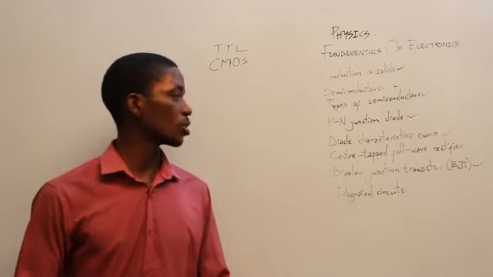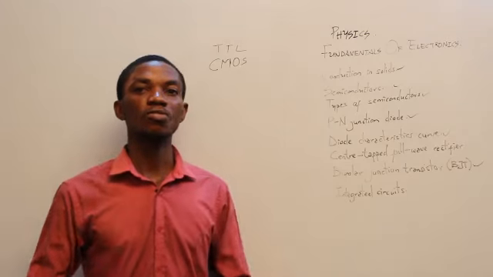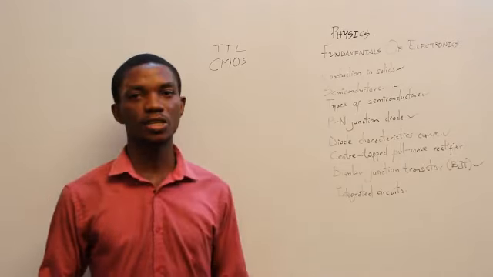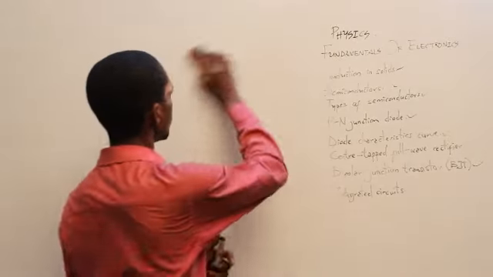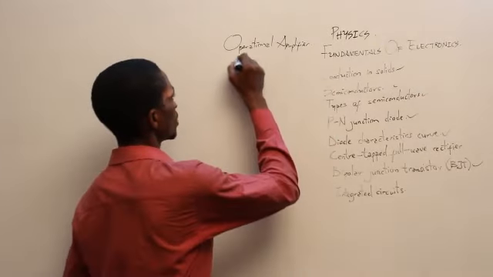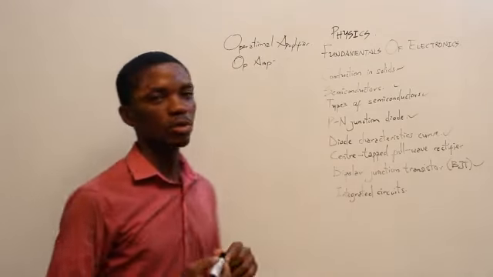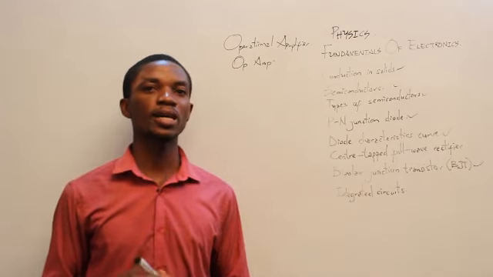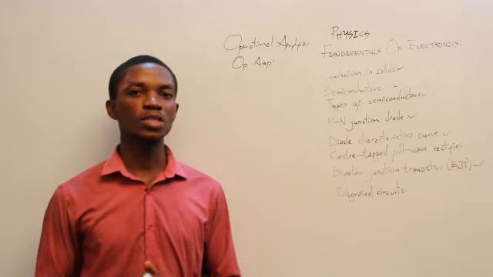Let's talk about the operational amplifier. It's an integrated circuit, and it is one of the most versatile integrated circuits. The operational amplifier is also known as the op-amp. Its operations come in two different ways. It can be the non-inverting, and it can also be the inverting.